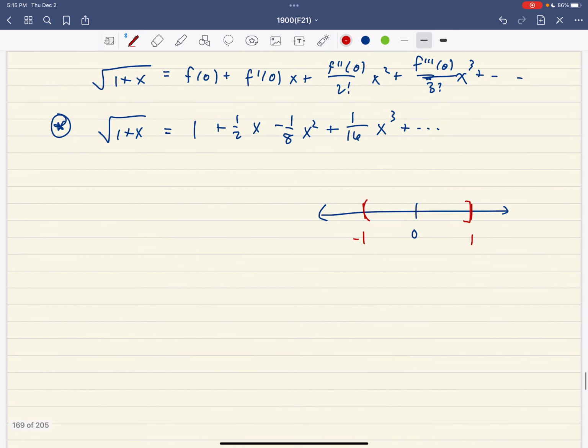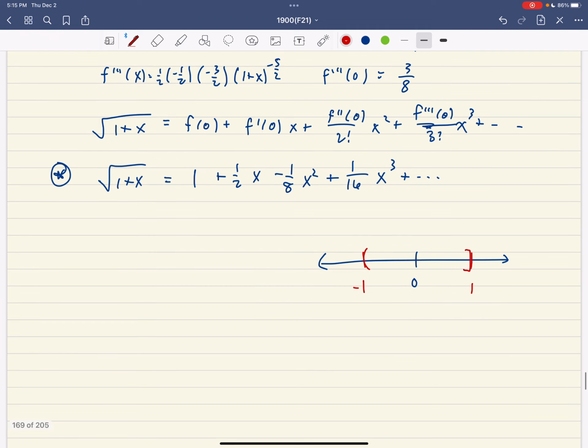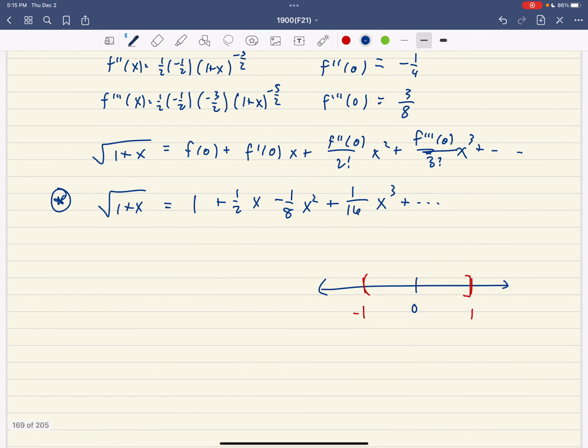All right, so that is some examples of actually finding Taylor series by hand.